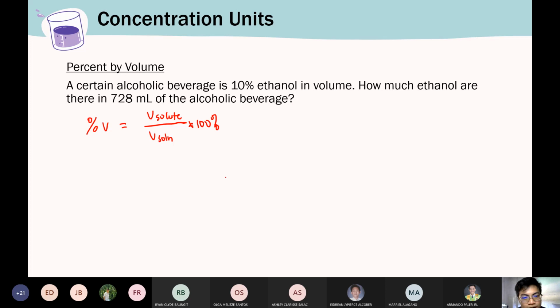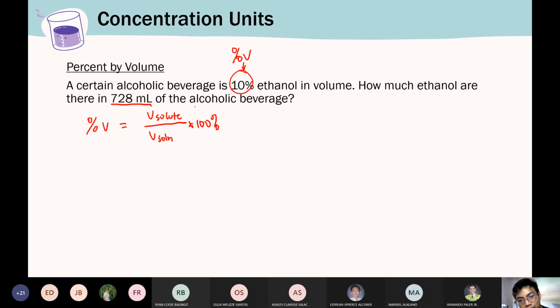Okay. So, intindihan natin, asan yung part na to? Asan yung part na to? Okay. So, the 10% ethanol is of course this one. It is the percent volume. Diba? Naka-percent na nga eh. So, yun na yung percent volume. And then, ano tong 728? Is it the volume of the solute or the volume of the solution? Obviously, it is the volume of the solution.